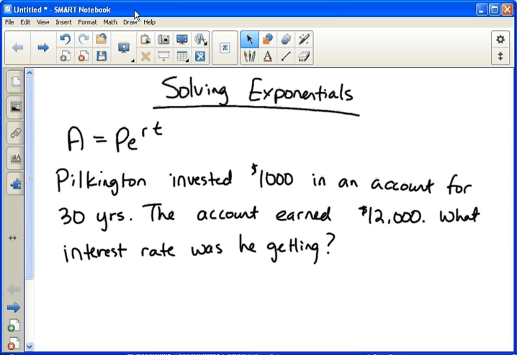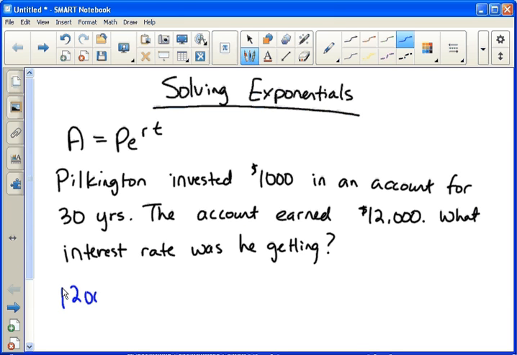If we use the normal interest formula for compounding continuously, A equals P e to the rt, and we consider this question. Pilkington invested $1,000 in an account for 30 years. The account earned $12,000. What interest rate was he getting? Okay, well let's plug in what they've given us here. It earned $12,000, so we'll put 12,000 in for A. He put $1,000 in initially, so that's our P. It asks what the rate is, so we need to find r, and it says the time is 30 years.